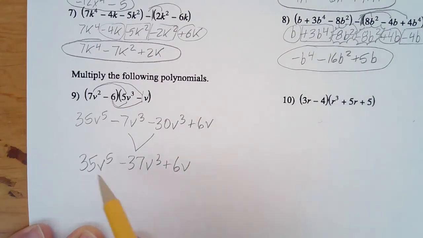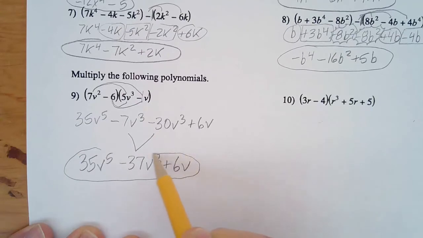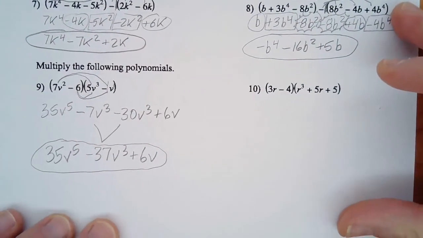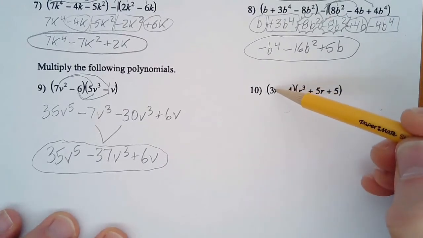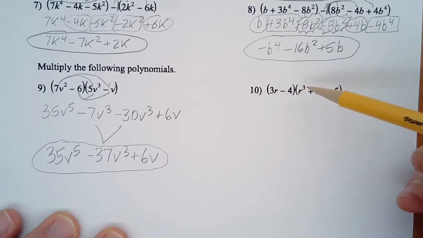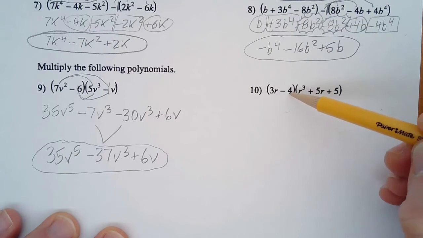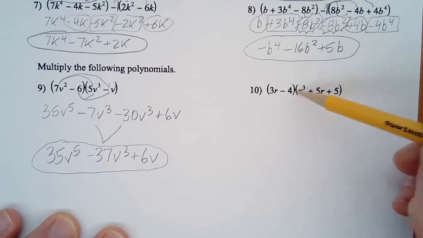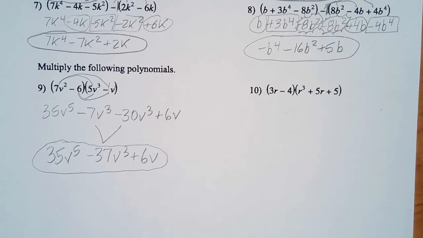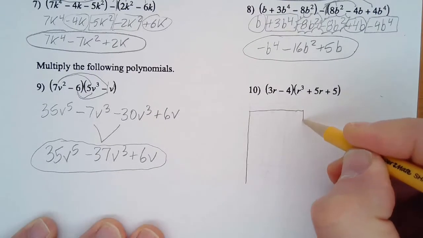So there we go. There is our simplified polynomial. I'm going to show number 10 a different way. You could do 10 a similar way, going 3r times this, and then 3r times that, 3r times that, and then negative 4 times this, times that, times this. That's fine. I'm going to show you a more visual way to do it.